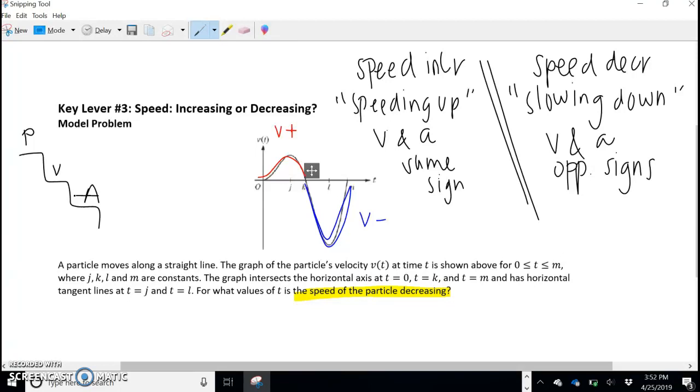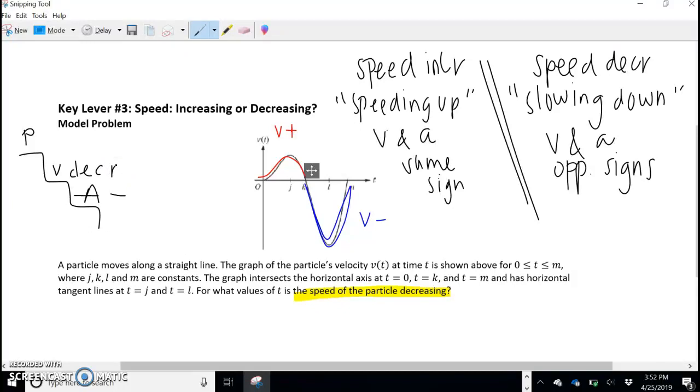Because if the answer is yes, then I would have positive velocity and negative acceleration, leading to those opposite signs and an answer to the question. So I have to think critically about that. What does it mean for my acceleration to be negative if I'm looking at a velocity graph? Well, I head up my stair, and if acceleration is negative, that means the velocity has to be decreasing.